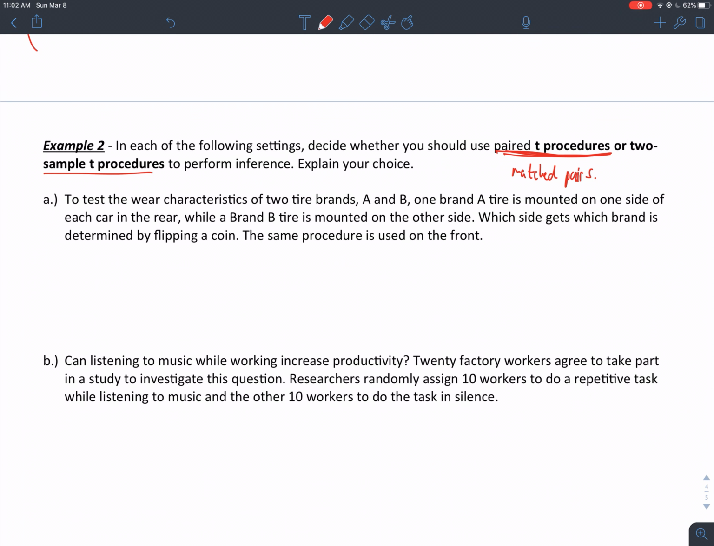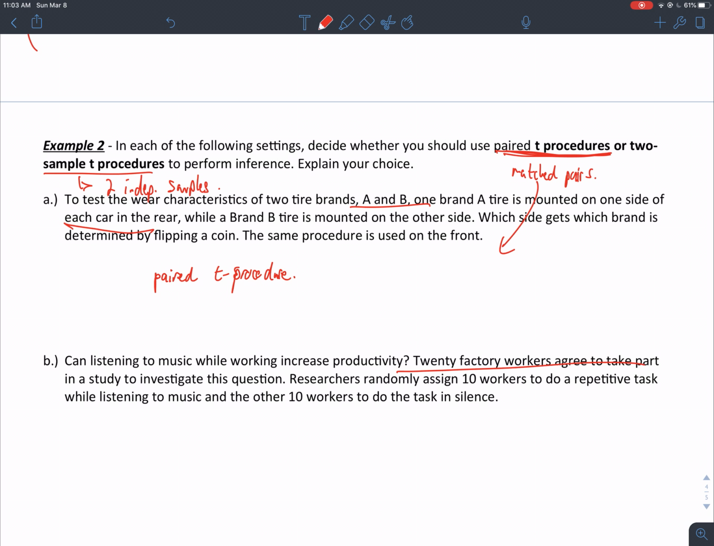So two independent samples. If you read the first one, it talks very clearly about matching tires to an axle. You're matching two tires to each car in the rear, and you're randomly deciding which side of the axle gets which tire. So this is definitely matched pairs design, and therefore you would use a paired T procedure here. This is not too difficult.